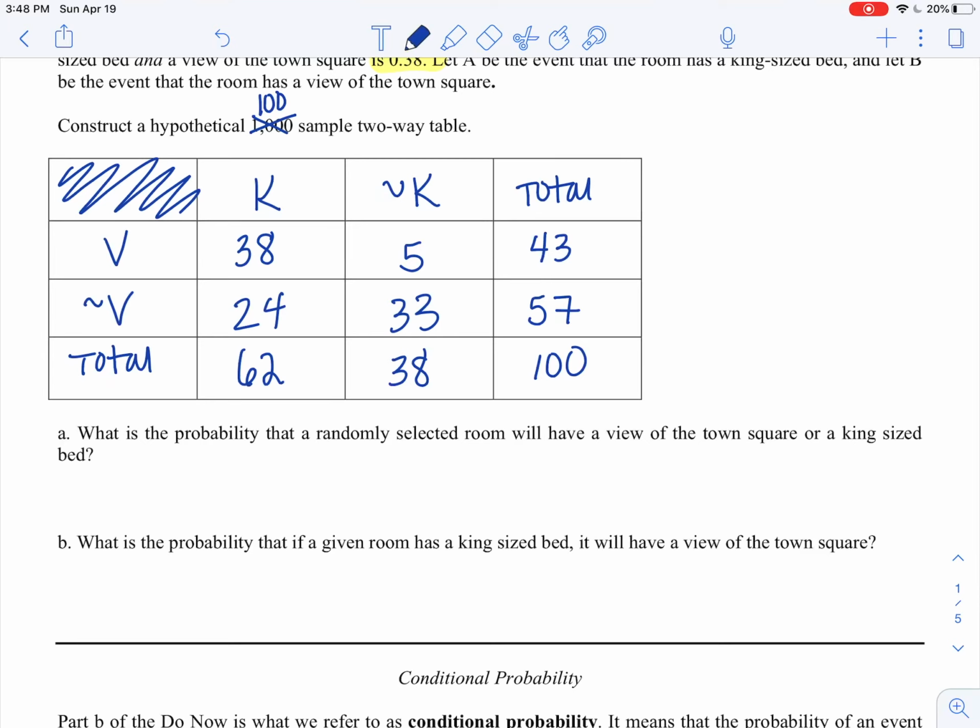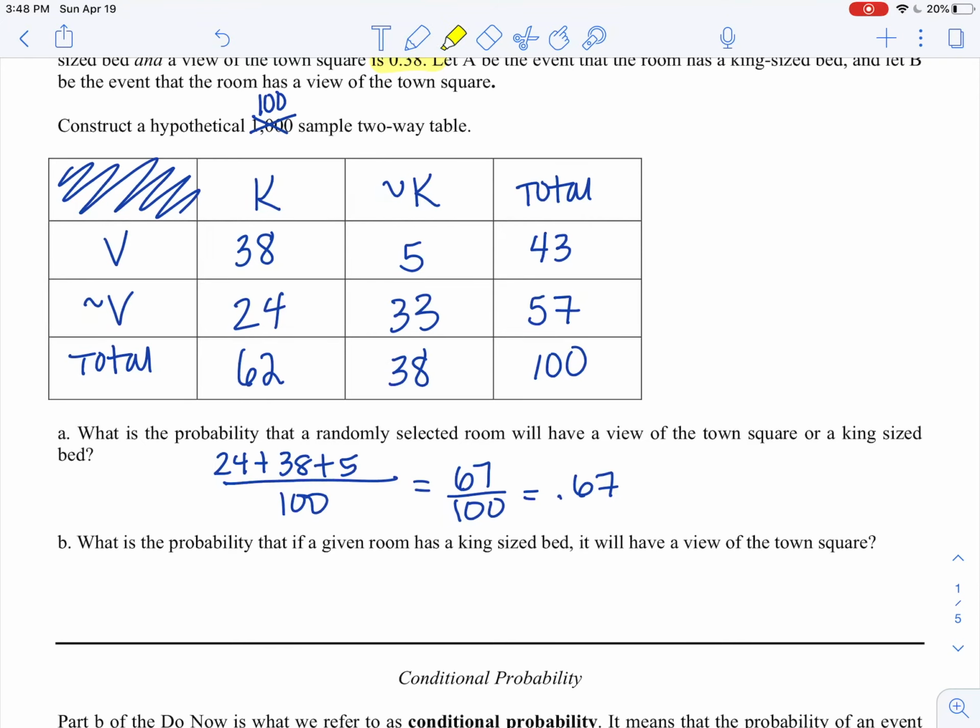Okay, so that's your "or" probability. When I add those together, 24 plus 38 plus 5 out of 100, it tells you that it comes out to be 67 out of 100, or 0.67, is the probability that somebody has a view of the town square or a king-size bed.